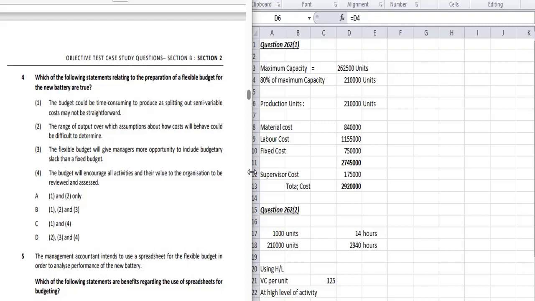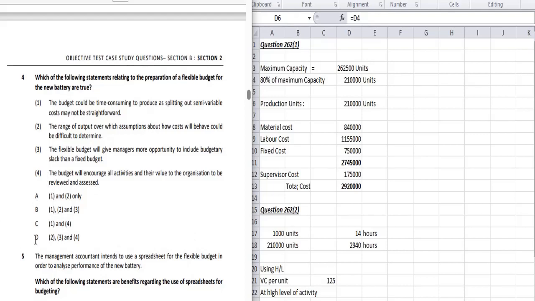The budget is time consuming to produce and split out into semi-variable cost, which may not be straightforward. Obviously, while splitting out the semi-variable cost, the fixed cost might step up or the variable cost might change, so it will be time consuming. Obviously, statement 1 is correct.